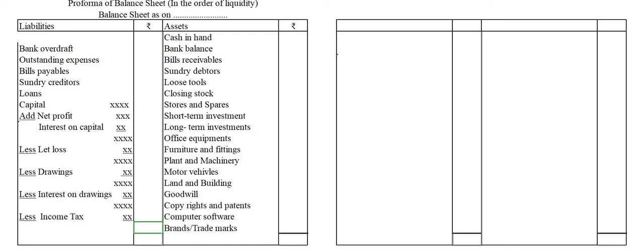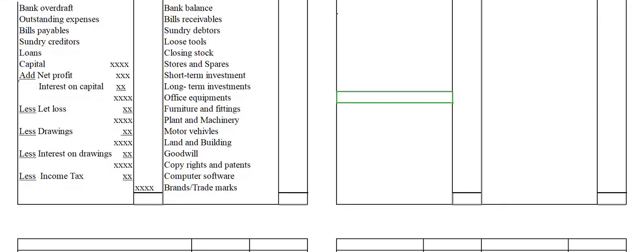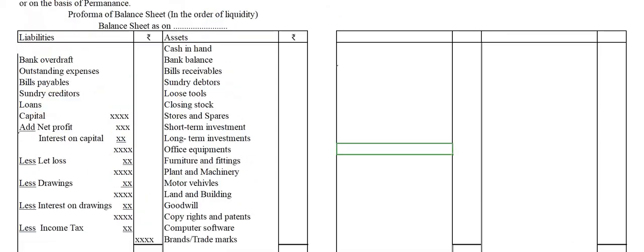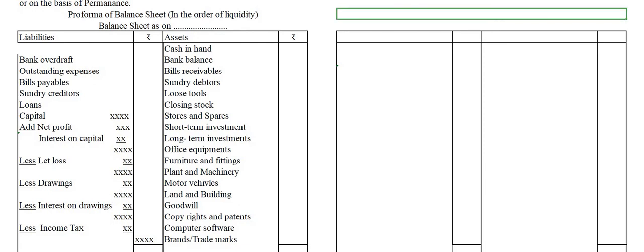Income tax means the tax paid by the employer, or the owner of the business. If the owner's life insurance or income tax is paid from the firm's money, that amount also can be deducted from capital. Okay, so these are all the items in the balance sheet if it is prepared on the basis of liquidity.